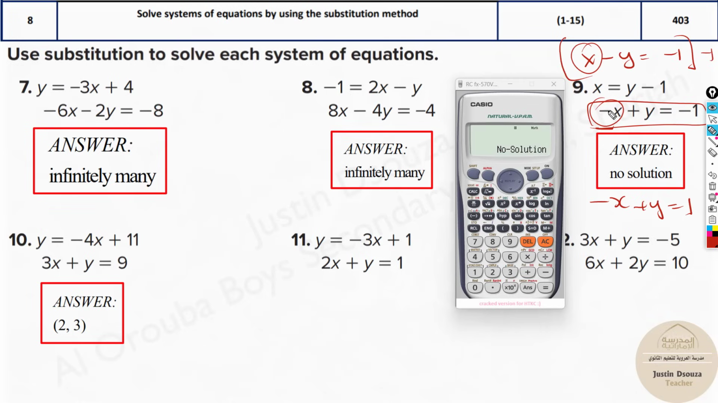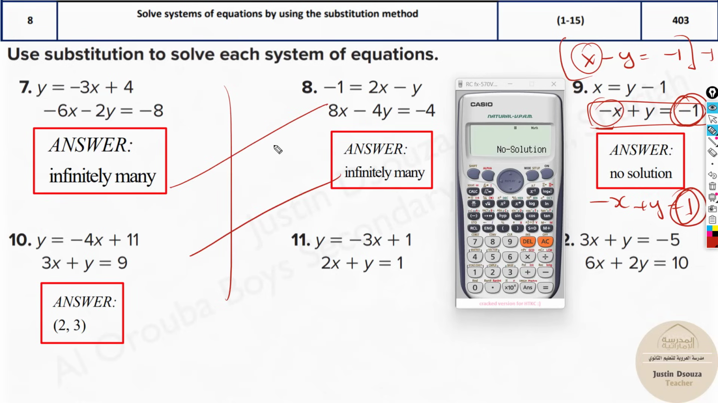Now compare them. Minus 6, same. Y. But here, are these two numbers the same? No, this is minus 1, this is 1. If, when you make the first variable equal, you get this number different, that means they are parallel lines, because if you graph them, one line would be graphed something like this and the other line would be somewhere down, but they have the same slope.